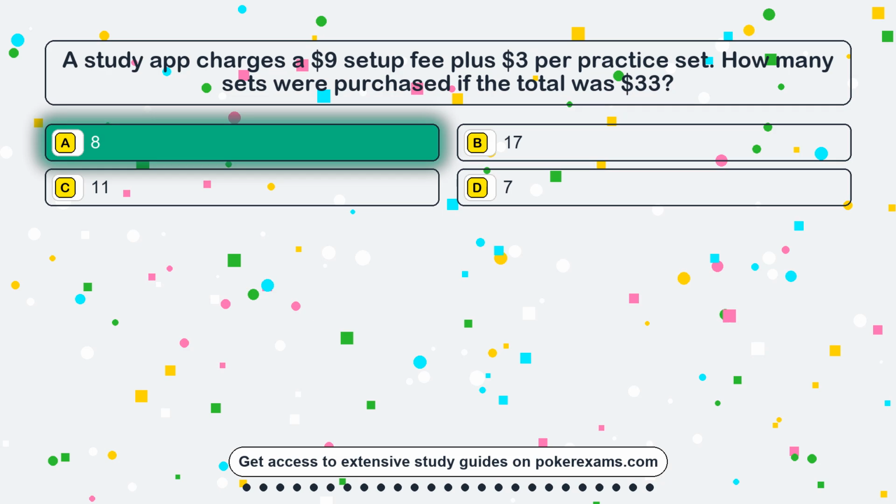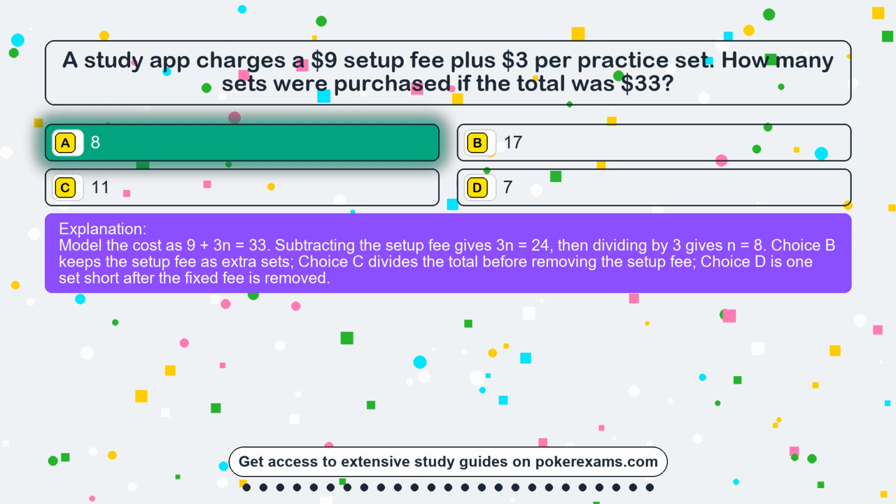The correct answer is option A, 8. Model the cost as 9 plus 3n equals 33. Subtracting the setup fee gives 3n equals 24, then dividing by 3 gives n equals 8. Choice B keeps the setup fee as extra sets. Choice C divides the total before removing the setup fee. Choice D is 1 set short after the fixed fee is removed.